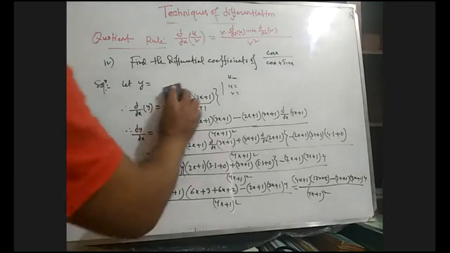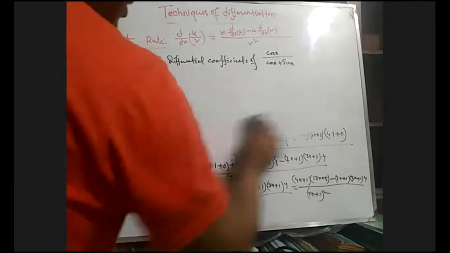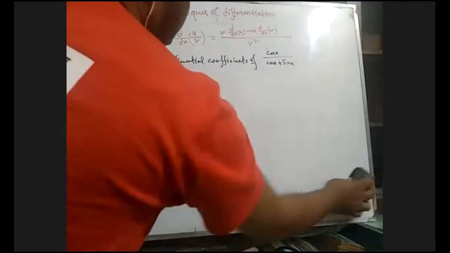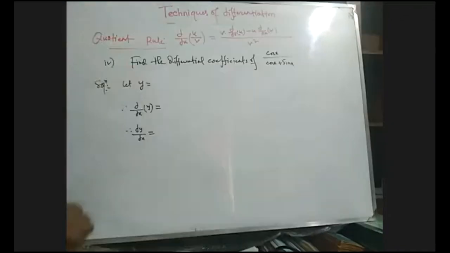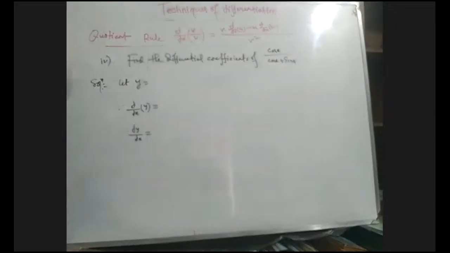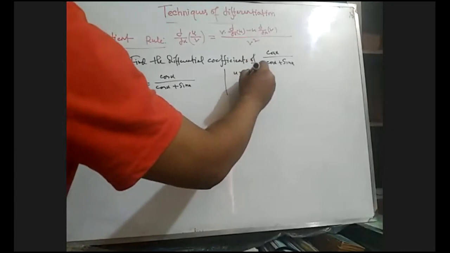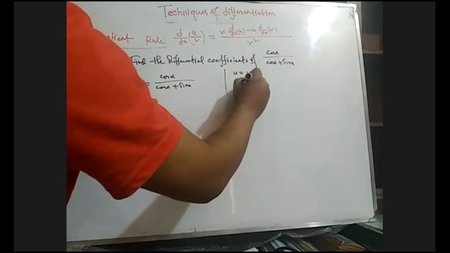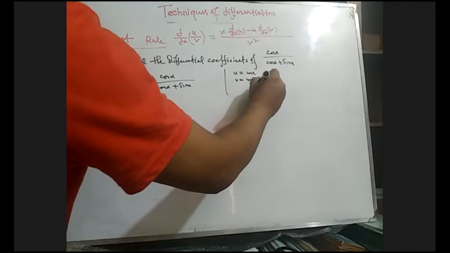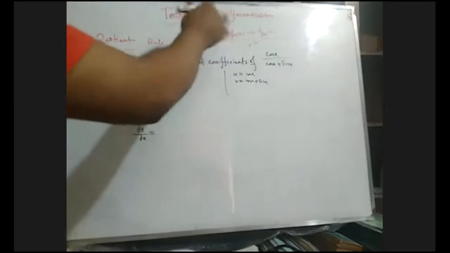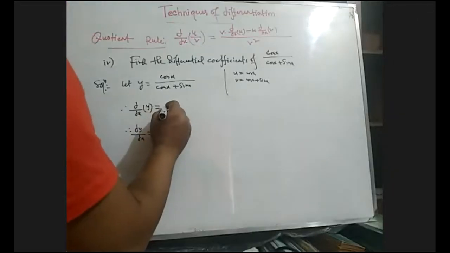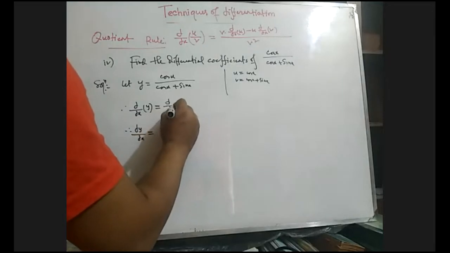Okay, now another example. Another example is number 4. The function is cos x divided by cos x plus sin x. So let y equals to cos x divided by cos x plus sin x. So here u equals to what? cos x and v equals to cos x plus sin x. Using the same quotient rule, we can write, now taking d/dx on both sides.